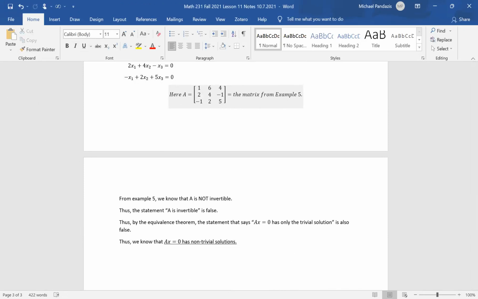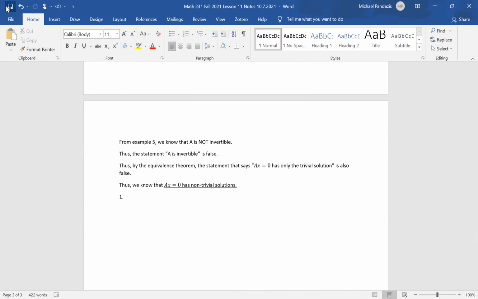Okay, any questions about that? So you can see how the equivalence theorem is helpful to find things that might be difficult to find directly. You can find things indirectly using the theorem. Okay, so that's the end of 1.5.